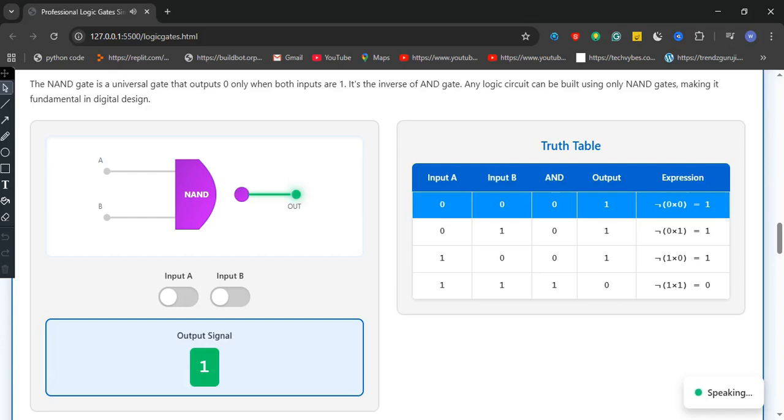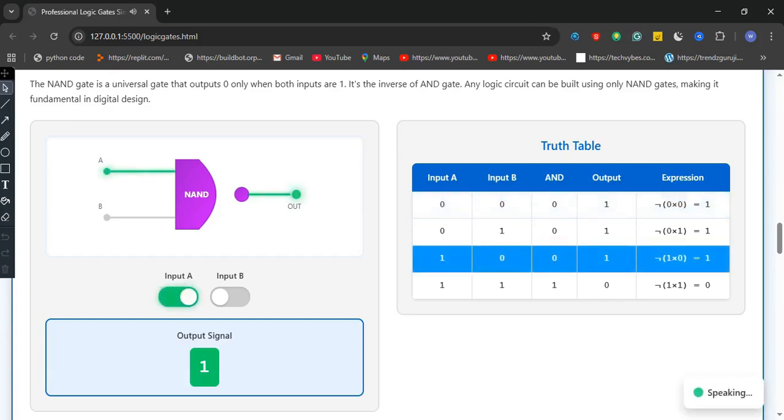NAND gates are called universal because any logic circuit can be built using only NAND gates. The truth table shows that only when both inputs are 1, the output is 0. In all other combinations, the output is 1. NAND gates are widely used in memory circuits, flip-flops, and as universal building blocks for creating any digital logic function.